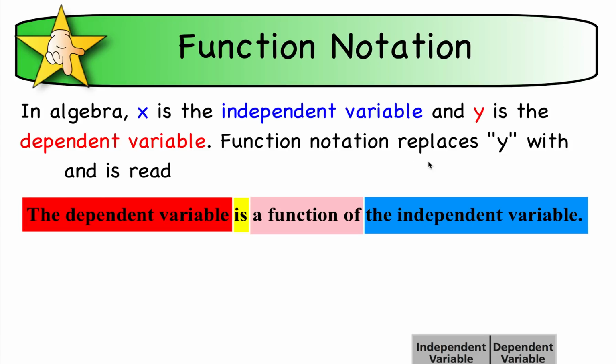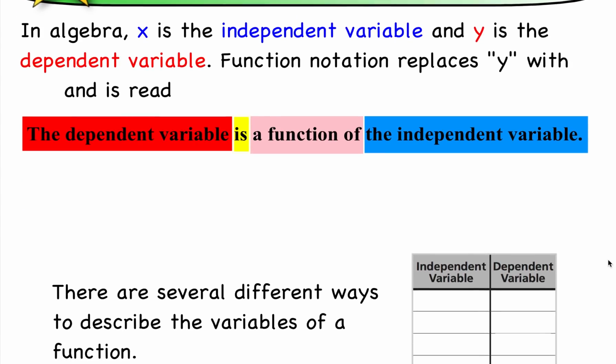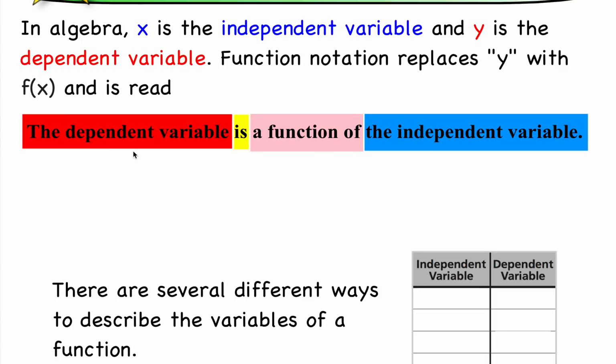So function notation, all that does is it changes, instead of y, we are going to use f of x, and that is exactly how it's read. It's f parenthesis x parenthesis, and we read this thing f of x. Okay? Now we can use any letter we want for function notation, but to begin with, we'll start with f for function. So what that says is the dependent variable is a function of the independent variable.